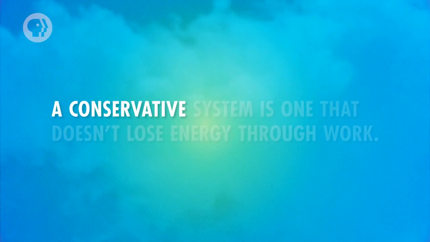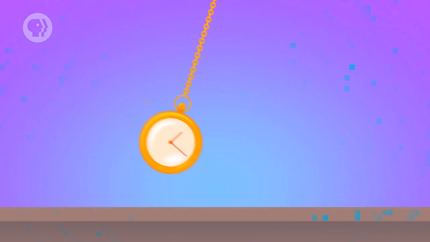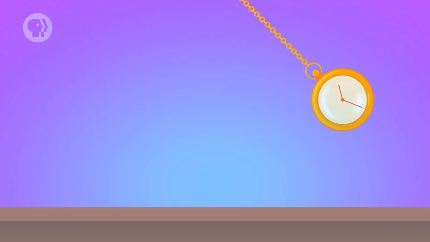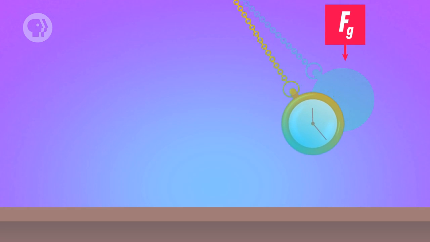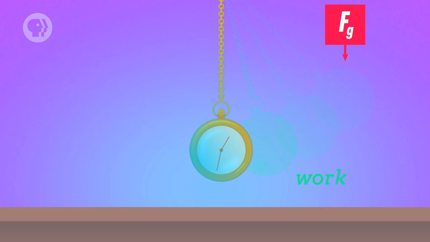For non-conservative systems, you can still talk about their kinetic energy or potential energy at any given moment. But conservative systems let you do much more than that. A conservative system is one that doesn't lose energy through work. Say a simple pendulum. When the pendulum is at the top of its swing, it stops moving for a brief moment as it changes direction, meaning that its kinetic energy at that point is zero. But it has lots of potential energy because the gravitational force can do work on the pendulum, pulling it down until it reaches the bottom of its swing.